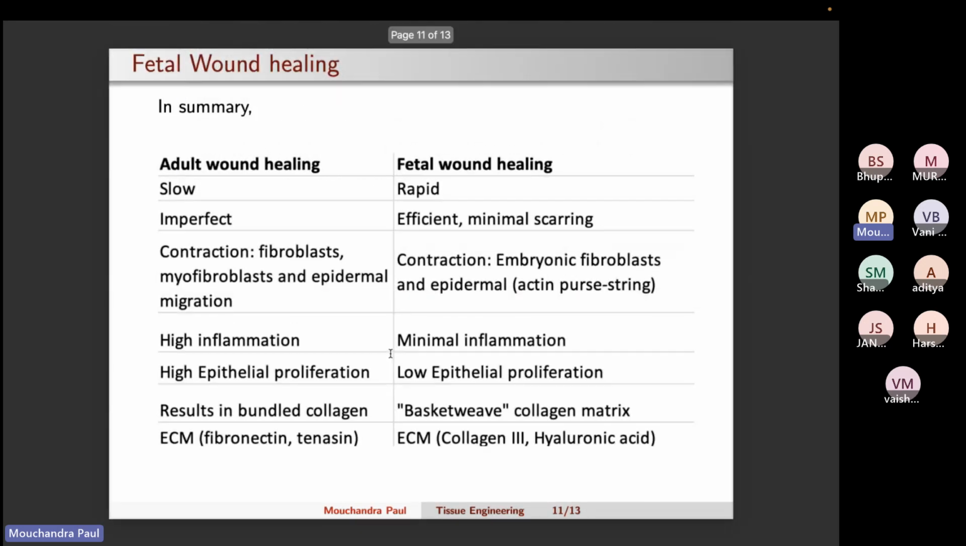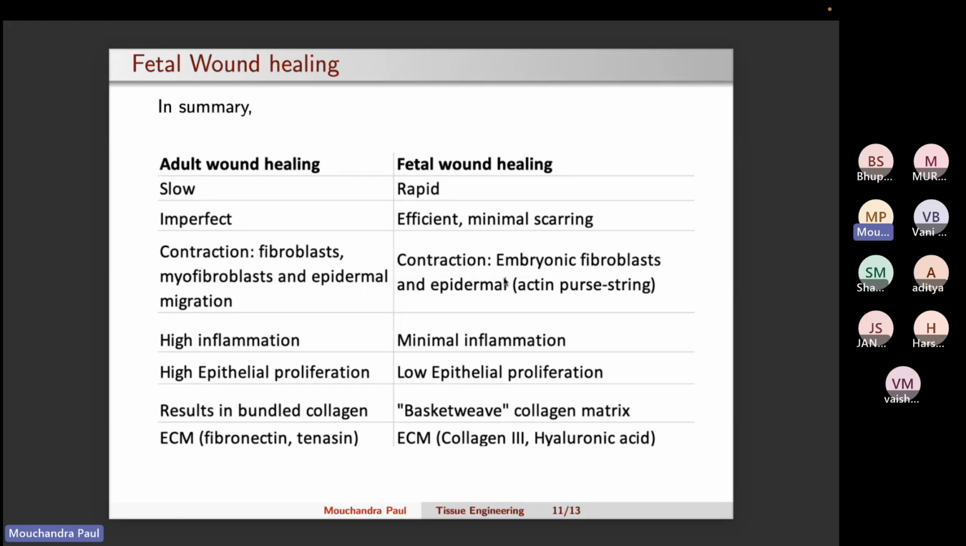So if I were to compare these two types of wound healing processes, adult wound healing and fetal wound healing, you can understand through these points. Adult wound healing is relatively slower, whereas fetal wound healing happens very rapidly. It is imperfect, but fetal wound healing is very efficient and causes minimal scarring. All right. Here, the contraction of the wound happens due to the action of myofibroblast and epidermal cells. They crawl. This means there is a migration of the epidermal cells.